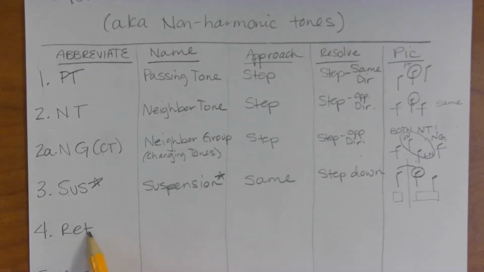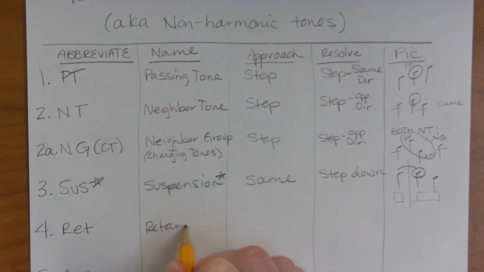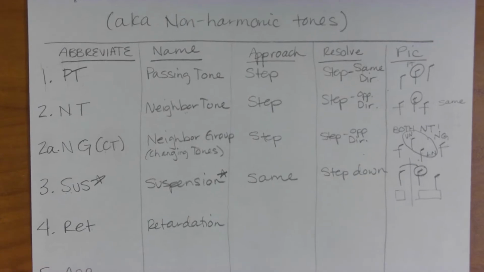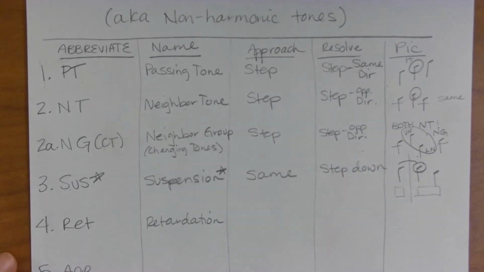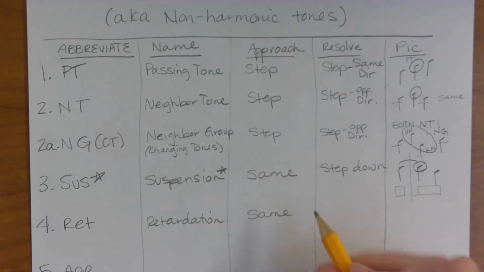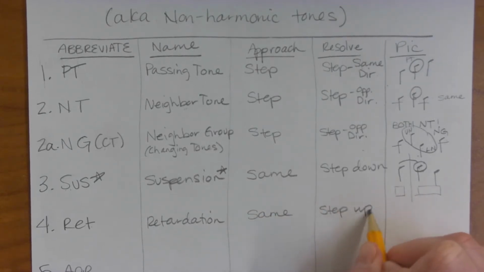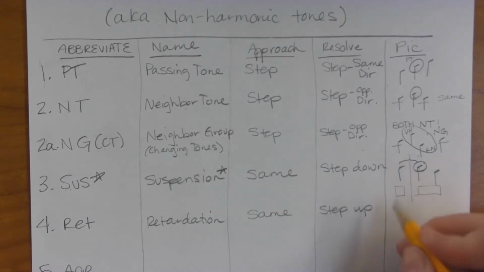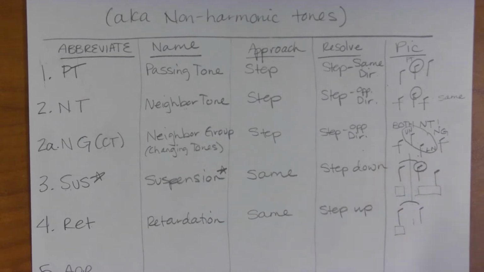Okay, the next one is a retardation. Not to be confused with a ritardando, we are not slowing down. But a retardation, I put it right next to a suspension because it is, in my head, linked to a suspension because it's the same idea the other way. So this one is also approached by the same note, but it is resolved by a step up. So you get the same kind of idea with these chords. So I'm just gonna draw it right next to it. So here's one chord. And then here's the other. It's approached by the same note, and then it's resolved by step up.